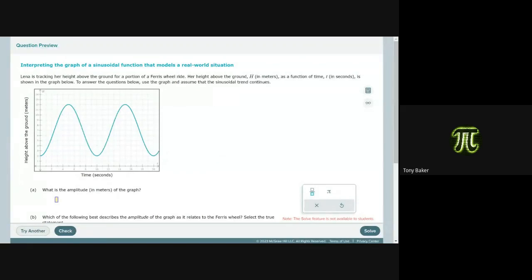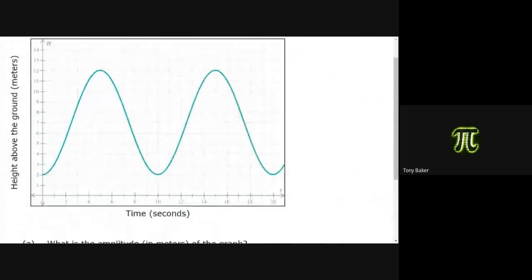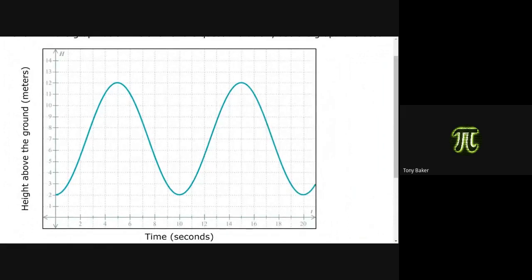All right, Lena's tracking her height above the ground on the Ferris wheel. Her height above the ground is h meters as a function of time. So this is basically how high she is above the ground on the Ferris wheel. What is the amplitude of the graph? So it starts at 2 and it goes to 12. Right, so the amplitude is 5.